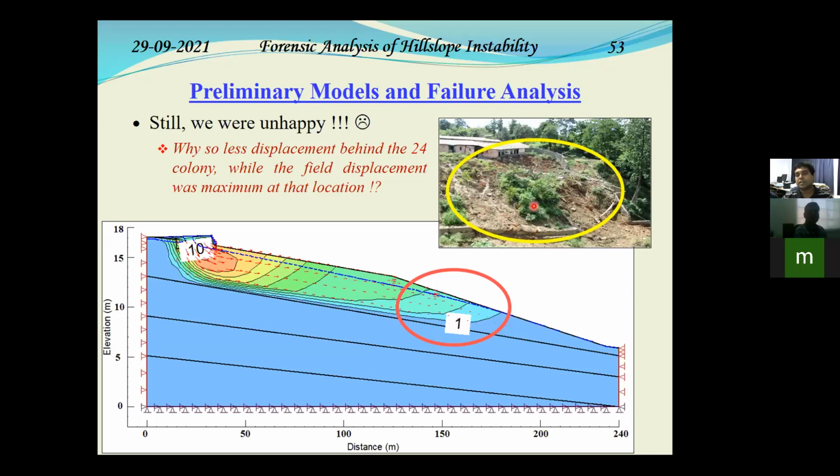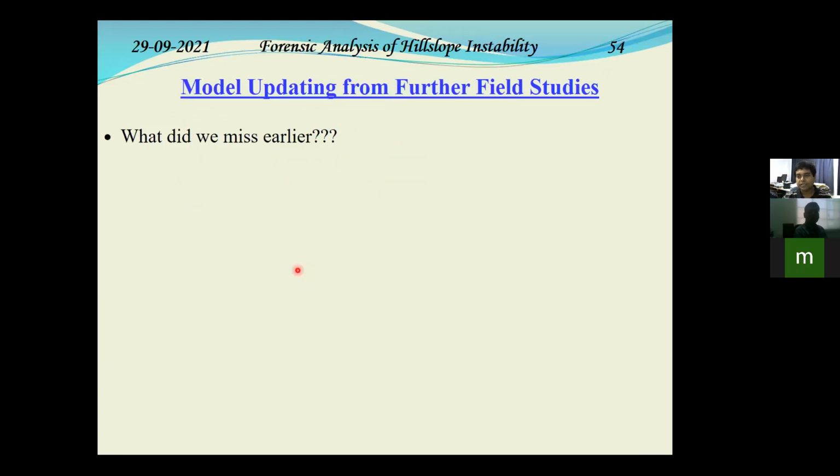The displacement behind the colony was like a carnage, where our preliminary model is not showing that. The preliminary model is showing that beyond the storehouse, the displacement is maximum, which was not recorded in the field. So what did we miss?